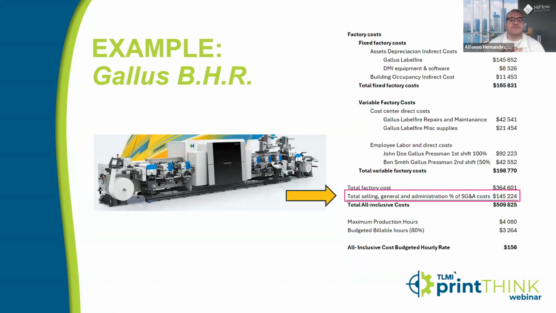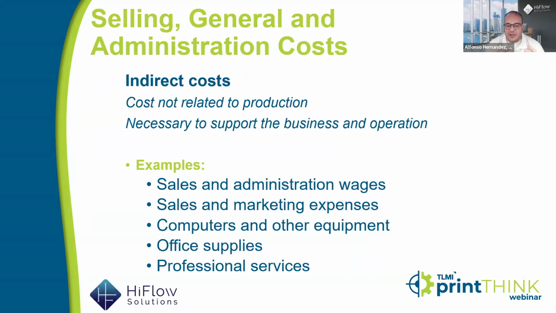You also have costs for sales, general administration, and general costs of a company. These are all indirect costs that are not related to production, but are necessary to run the business. This would be the cost of your salespeople, your marketing people, your accounting people, supervisors, management. All these costs are part of SGA costs within an organization.